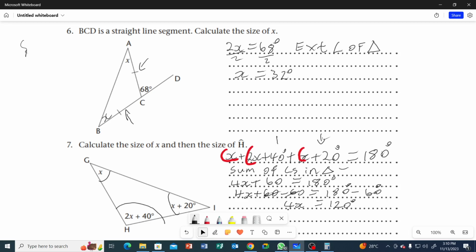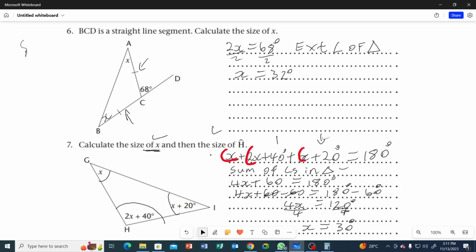Now remember, whatever you do on the left hand side, you must also do on your right hand side. So I'm going to divide by 4, divide by 4. So x will give me 30 degrees. Now, the question says calculate the size of x, which we achieved. Then the size of h.